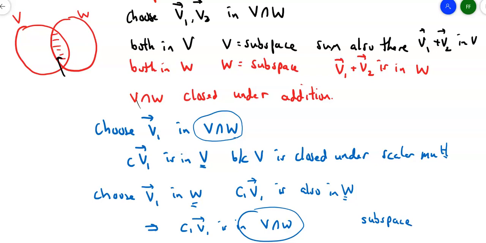Okay, so I've shown that if I pick points carefully in the intersection of those two sets, then it is both closed under addition and closed under scalar multiplication. If it meets those two criteria, then it's a subspace. And that's the end of this section.